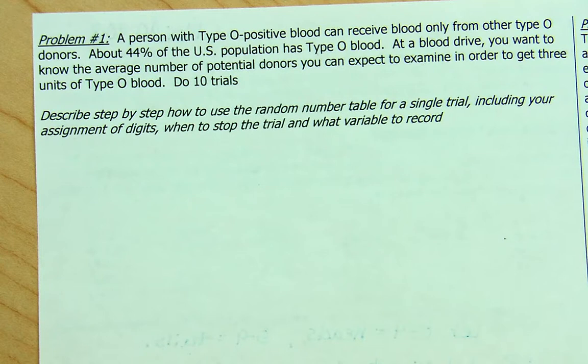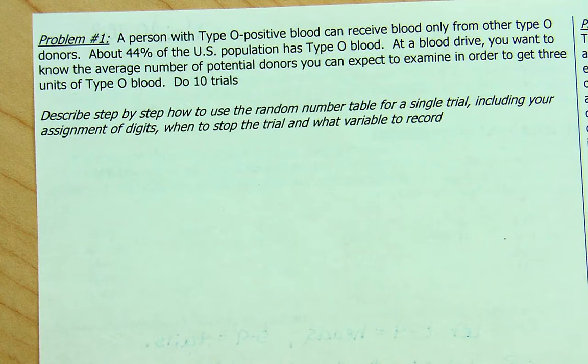So problem number 1 says a person with type O positive blood can receive blood from any other type O donor. About 44% of the U.S. population has type O blood. At a blood drive, you want to know the average number of potential donors you can expect to examine in order to get 3 units of type O blood. They want us to do 10 trials. So we're going to describe our step-by-step process.